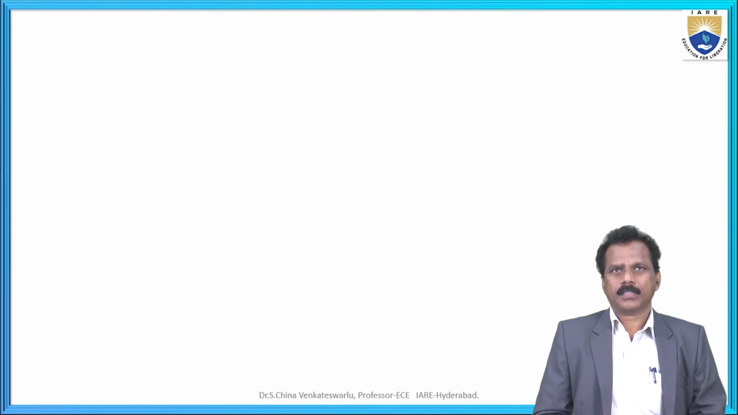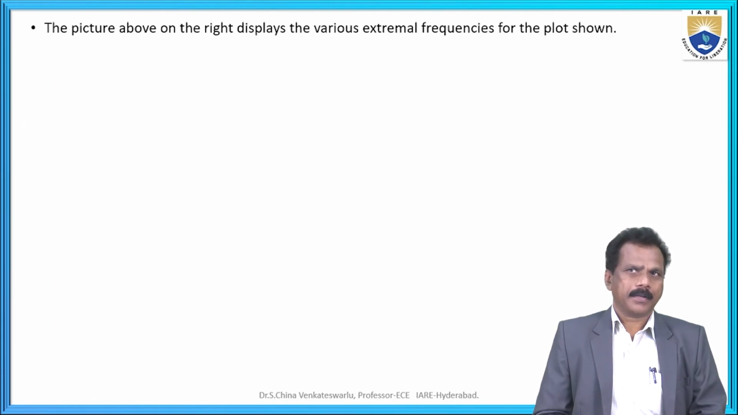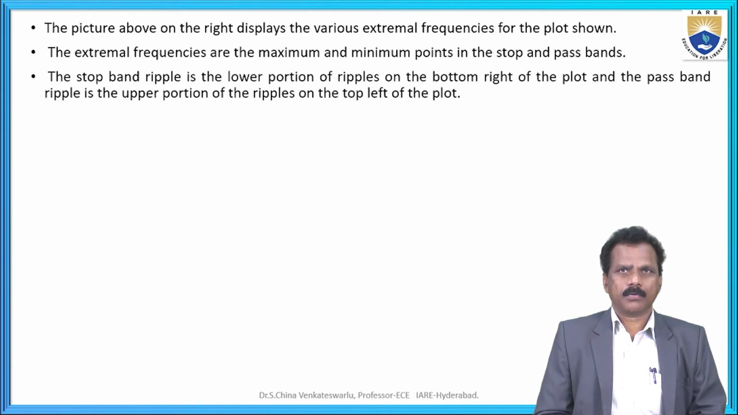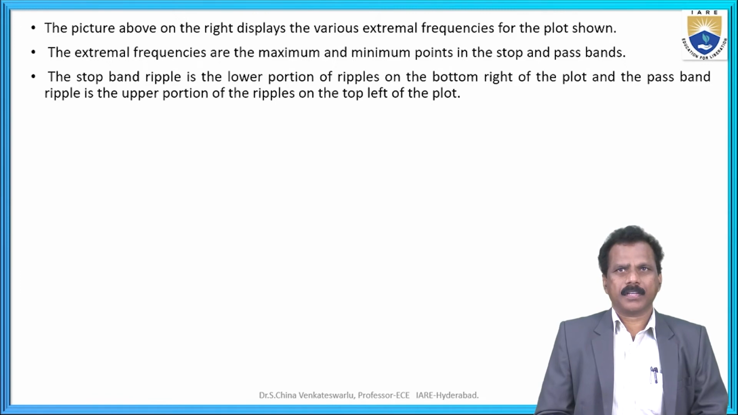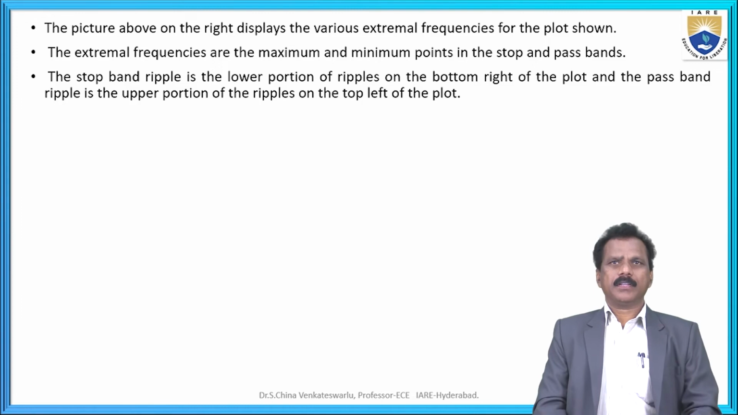Like this we should follow. By using this output response, we will display the various extremal frequencies of the plot shown. Already we have verified the extremal frequencies are the maximum and minimum points of the stopband and the passbands. The stopband ripple is the lower portion of the ripple on the bottom right of the plot, and the passband ripple is the upper portion of the ripples on the top left of the plot.